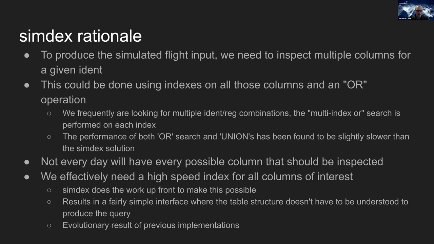So talking about the rationale for some of this. As I mentioned, we wanted to produce this simulated flight input, and we need to inspect a whole bunch of columns for a given ident to do this. Not only that, we're most likely looking for multiple idents, because we might look for some combination of two or three aircraft identifiers plus a tail. We could do that using just simple OR operations. We could imagine select star from combiner where ident equals something or reg equals something, and continue to OR on. And it works reasonably well. SQLite will use the multi-index OR search for doing that.